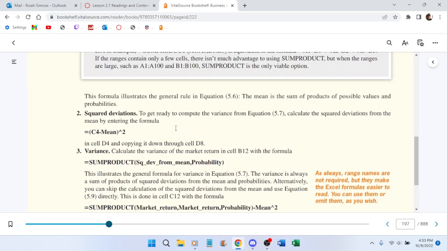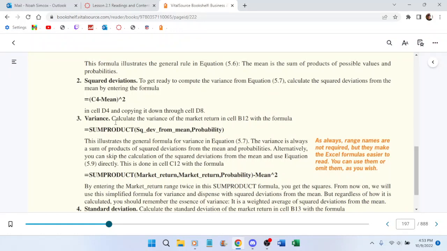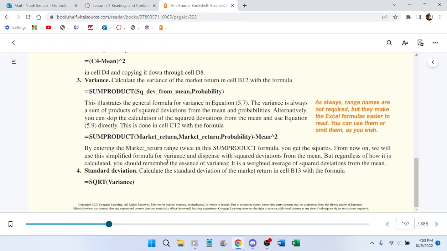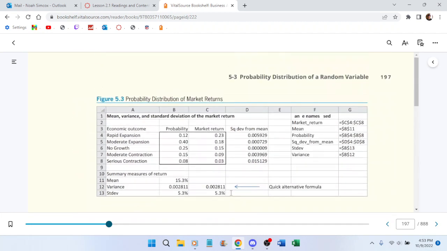So there's a couple different ways to do it. You could do 2 and 3 to get the answer, or you could do this and this to get the answer, or you could just do this without having to do both of these. So that was fun. Standard deviation, square root of variance. I get it.